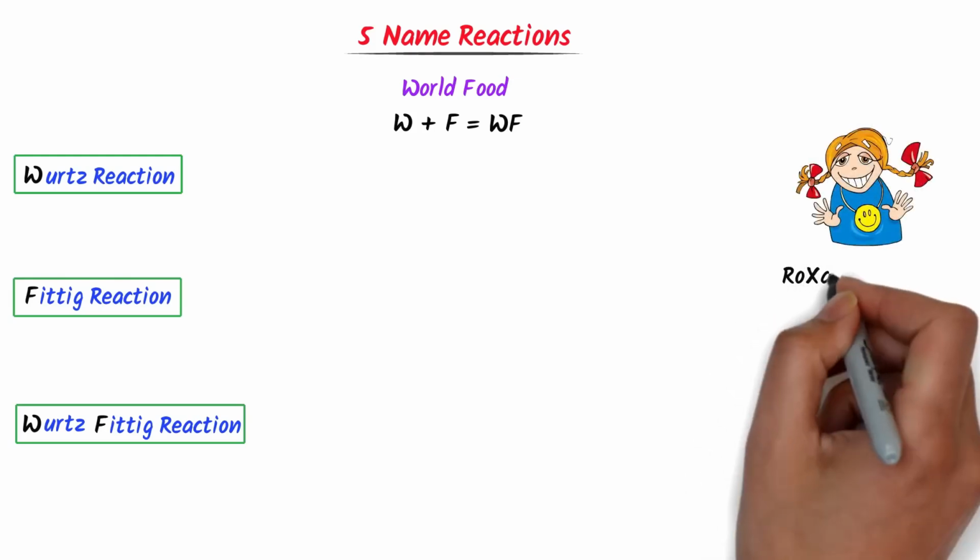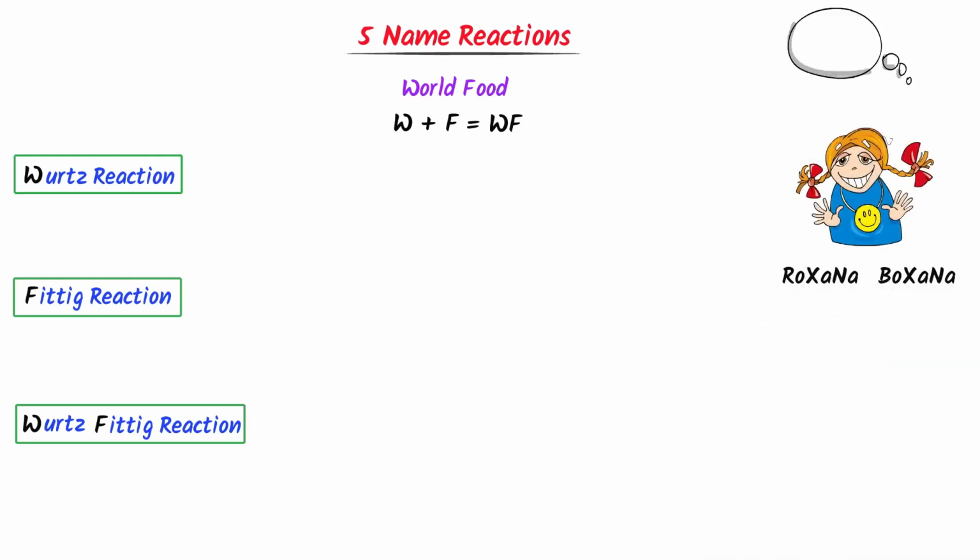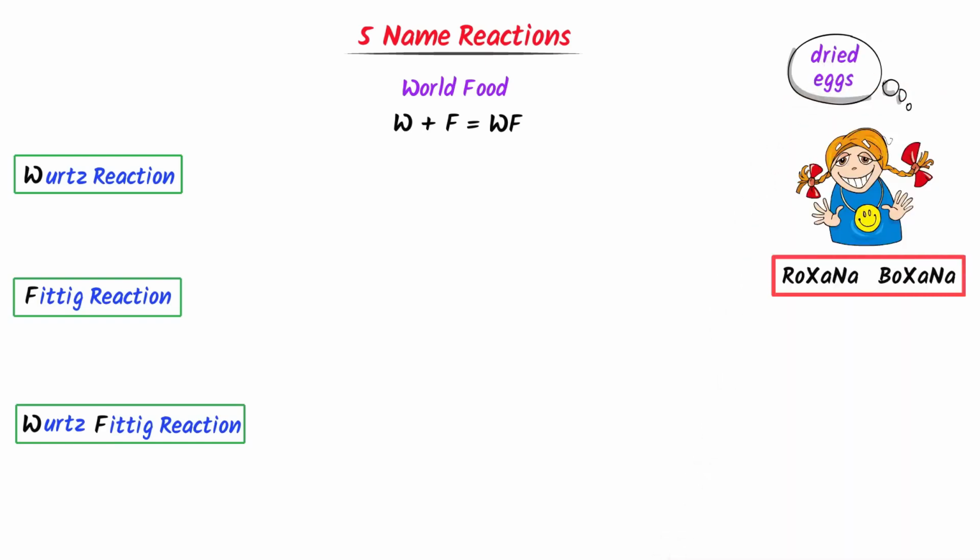Now think about a very unique girl in your school or college. Let her name be Rukhsana Bukhsana. She loves to eat dried eggs. Remember that I capitalize every second letter of Rukhsana Bukhsana.